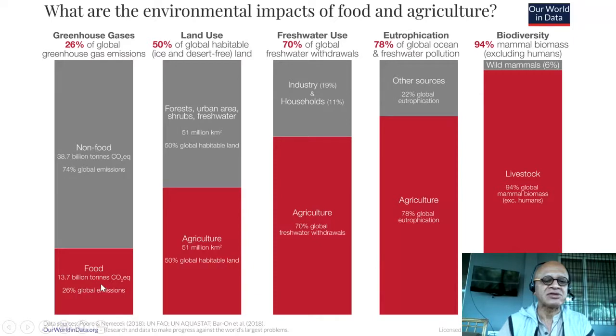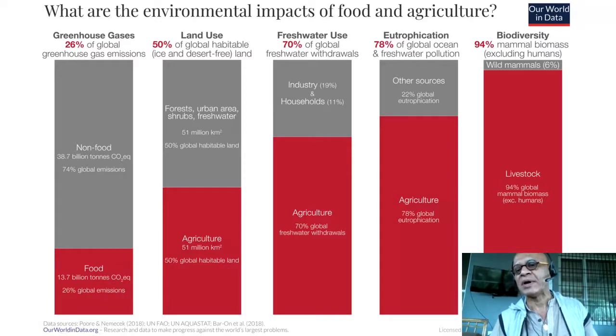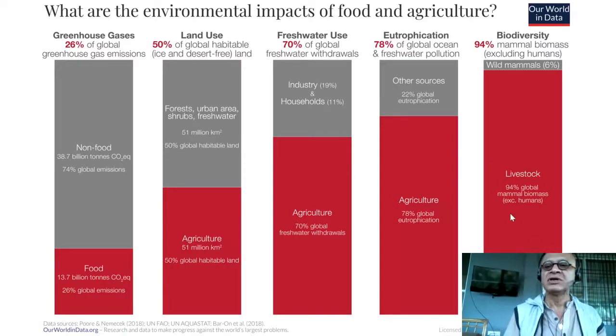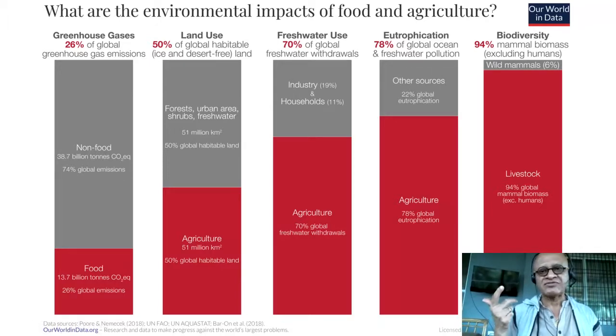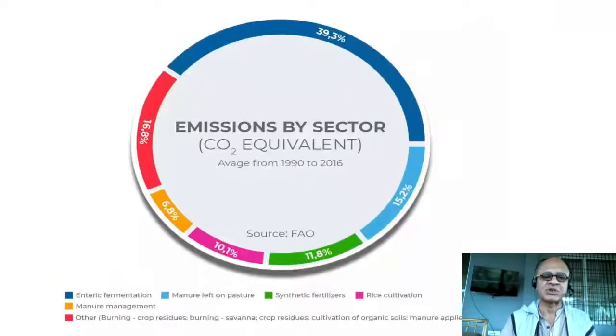13.7 billion tons of CO2 equivalent coming from this sector, 51 million square kilometers used for agriculture, 70% of the global freshwater withdrawal, 78% of the global eutrophication, and 94% of the global biomass, excluding humans, is livestock, which affect air quality, water quality, and generally environmental degradation.